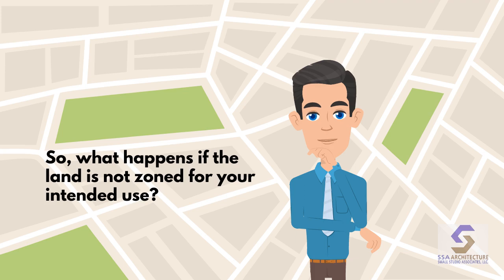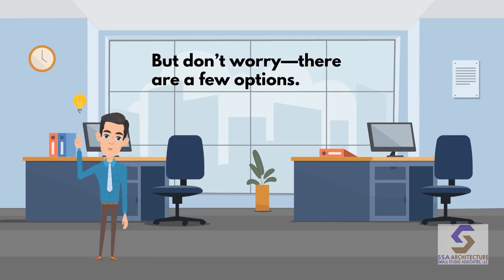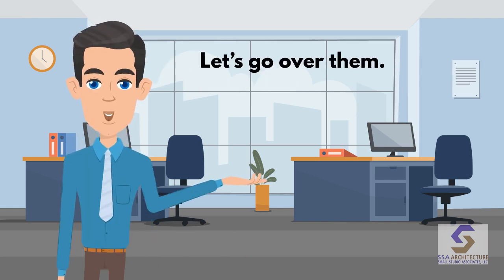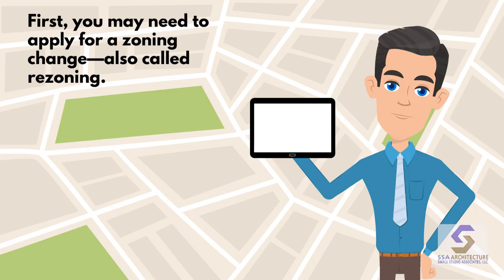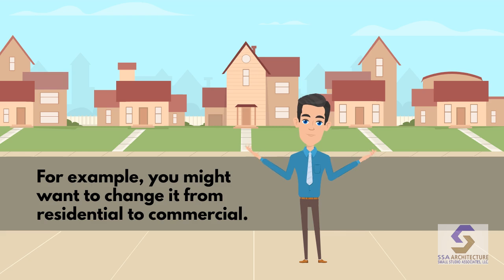So, what happens if the land is not zoned for your intended use? This is where things get a little more involved. But don't worry, there are a few options. Let's go over them. First, you may need to apply for a zoning change, also called rezoning. This means you'll submit a request to change the zoning designation of the land. For example, you might want to change it from residential to commercial.